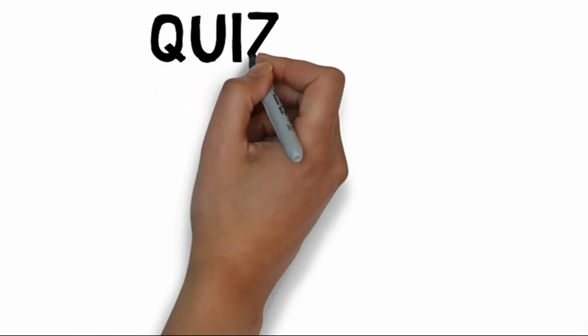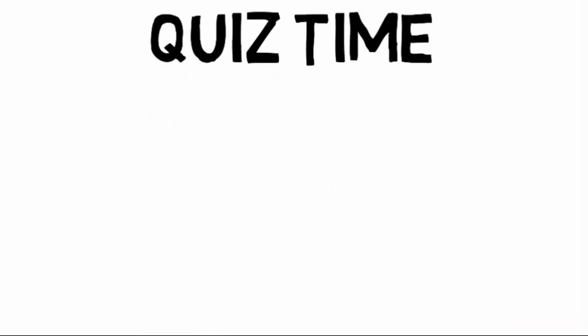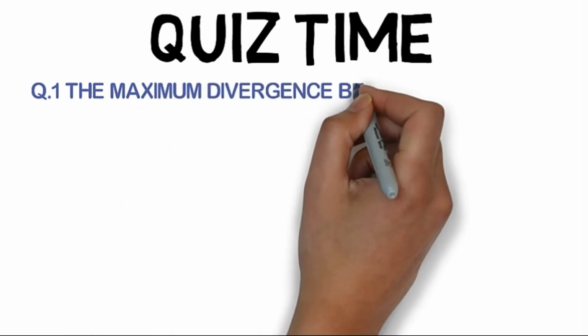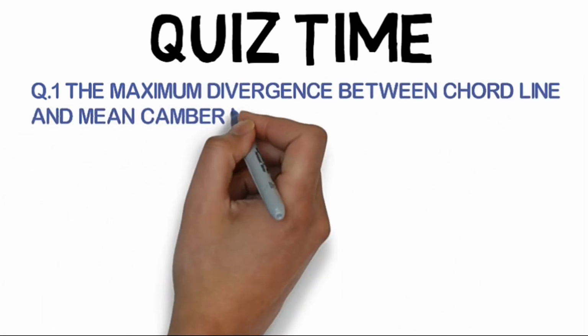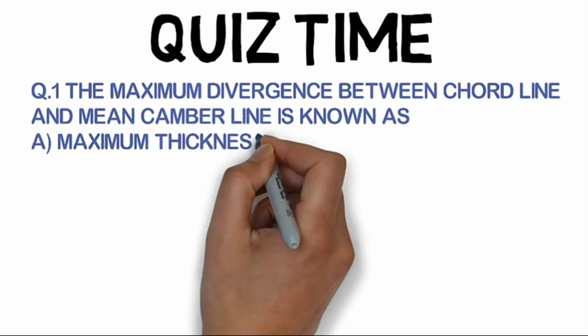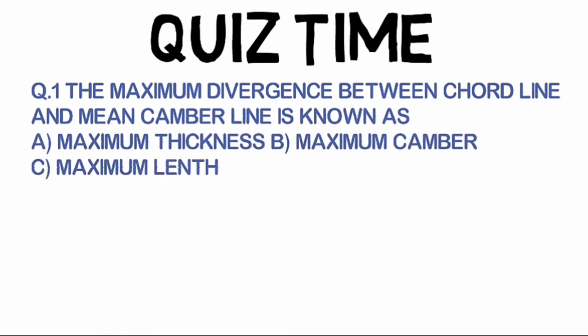So it's quiz time. You will get 5 seconds to answer each question. Number 1. The maximum divergence between the chord line and the mean camber line is known as maximum thickness, maximum camber, or maximum length.